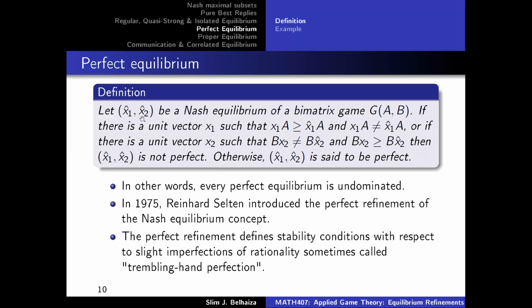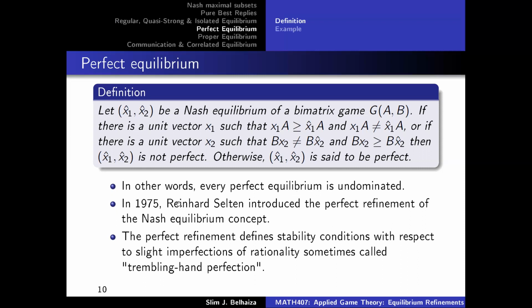A Nash equilibrium, first of all. Let's assume you have at hand X1 hat, X2 hat, which is a Nash equilibrium of a matrix game. If there is a unit vector x1 such that x1A is greater or equal to x1 hat A, with x1A not equal to x1 hat A, which means in other words that x1A dominates x1 hat A, or if there is a unit vector x2 such that Bx2 dominates Bx2 hat, then that equilibrium x1 hat, x2 hat is not perfect. Otherwise, the equilibrium is said to be perfect. In other words, a perfect equilibrium is what we call an undominated one, formed by the pair of x1 and x2 that are not dominated.